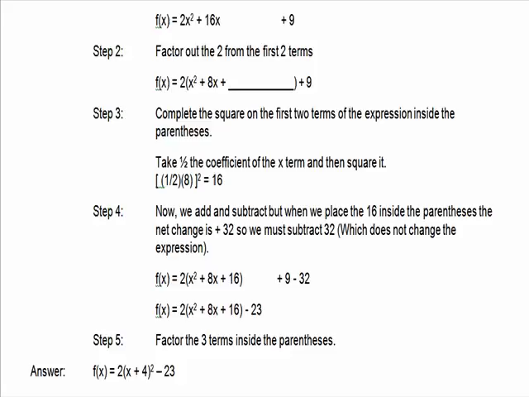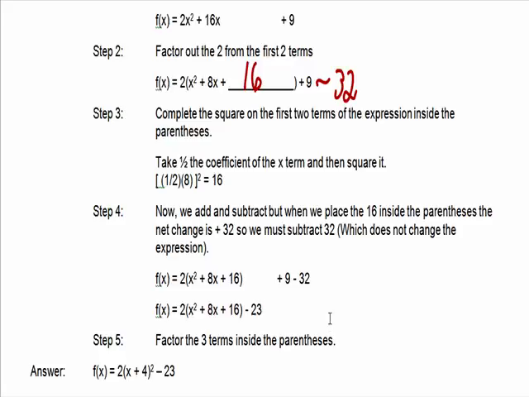Now what we're going to do is, like with the previous example, add and subtract. But when we place the 16 inside the parentheses, we'll actually have 2 times 16, or 32. And so then what we need to do on the outside is not subtract 16, but subtract 32. And so that gives us f of x is 2 times x squared plus 8x plus 16, and then plus 9 minus 32. And so now if I collect the 9 minus 32, that gives us minus 23.